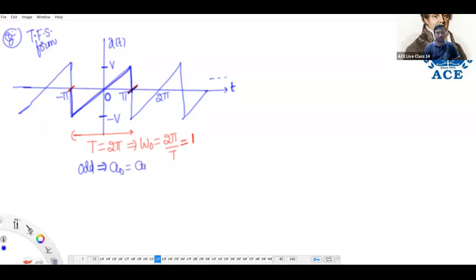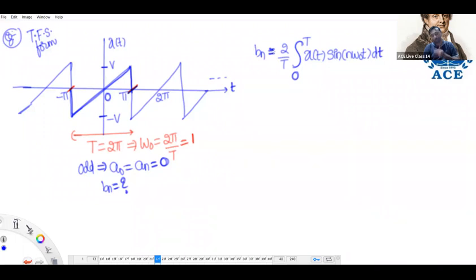So a naught and an are 0 according to the table because it is an odd periodic function. DC and cosine terms are 0. Our job is calculation of Bn. So what is the Bn definition? The formula: 2 by T integral x(t) sin n omega naught t dt. By using that expression, we have to calculate Bn.